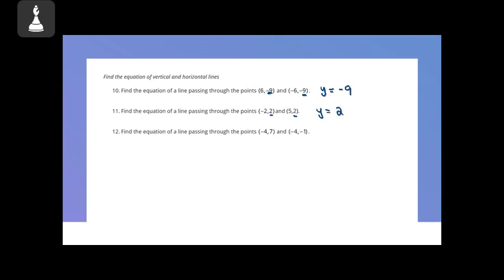In 12, my 2 points are (-4, 7) and (-4, -1). What stayed the same in this one is the -4, which is the first spot. And the first spot is the x value. So this one is a vertical line, x equals -4.